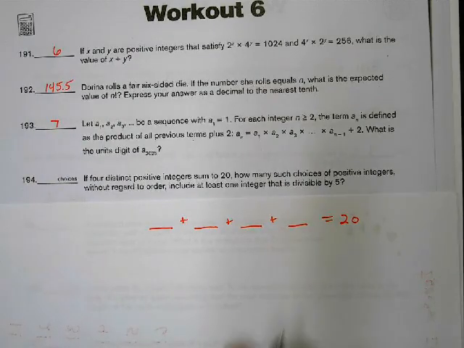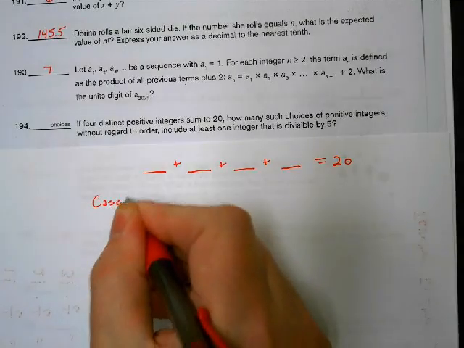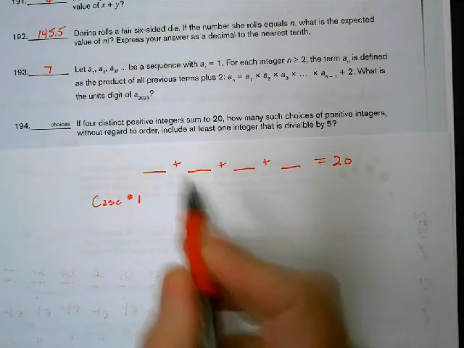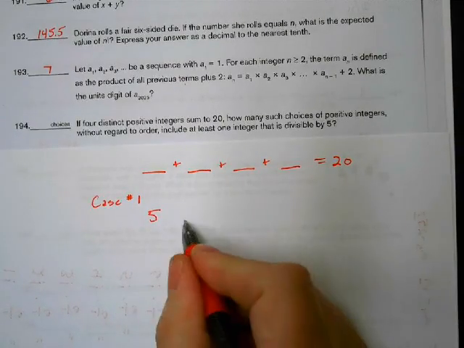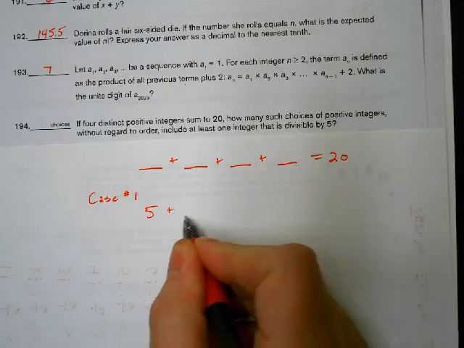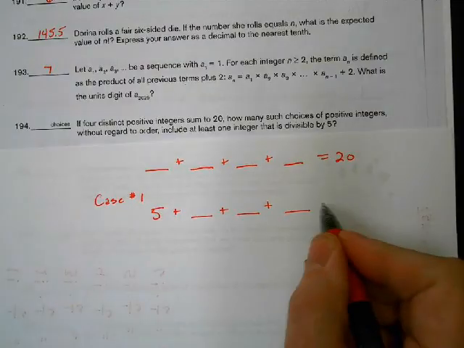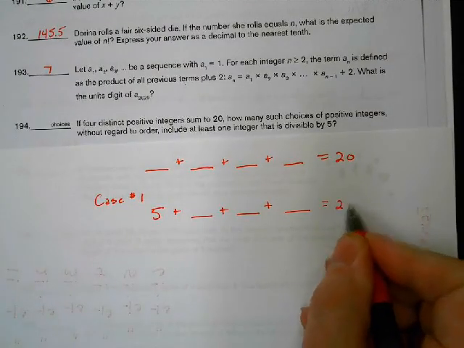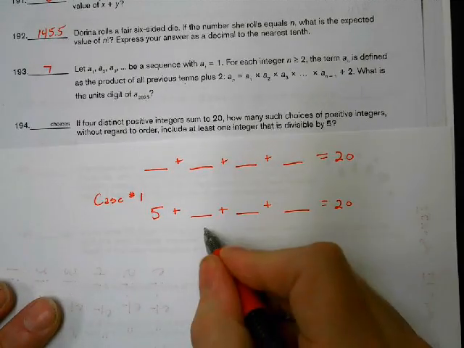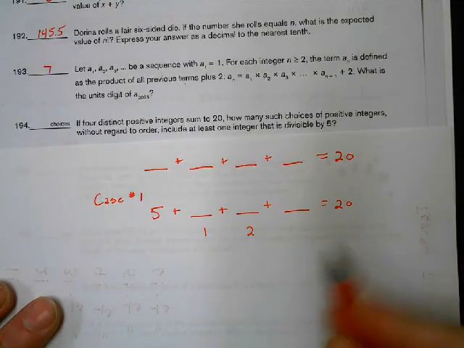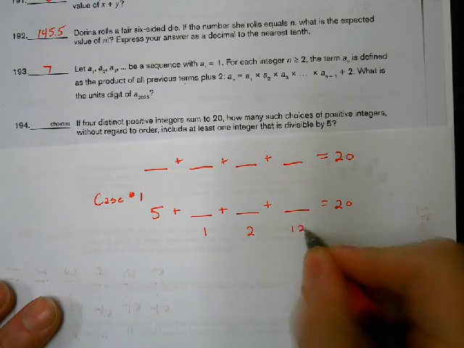Case 1 has the first number here as 5. And then I have to add 3 numbers together to give me the other 15 that I need to get to 20. All right, so let's start with the smallest numbers possible. 1, 2, I'm trying to get to 15. So 1, 2, and 12. There's one case that would work, 1, 2, and 12.